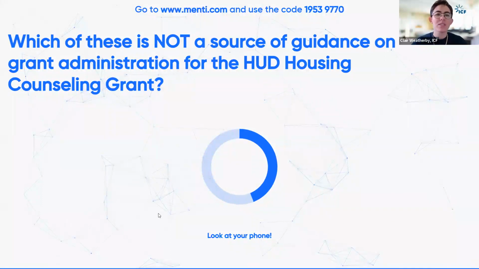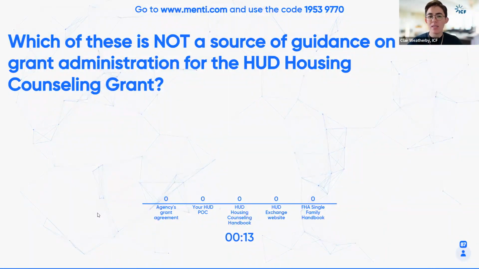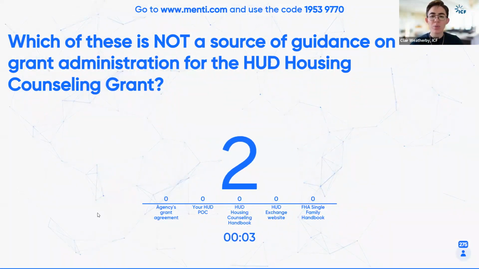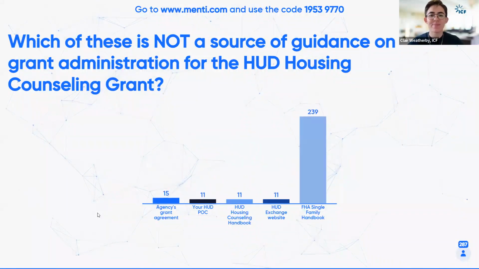So which of these is not a source of guidance on grant administration for the HUD Housing Counseling Grant? So you're choosing the one answer here that isn't correct. Is it your agency's grant agreement, your HUD point of contact, the counseling handbook, the HUD Exchange website, or the FHA single family handbook? So let us know which one is not the place where you should go look for guidance.